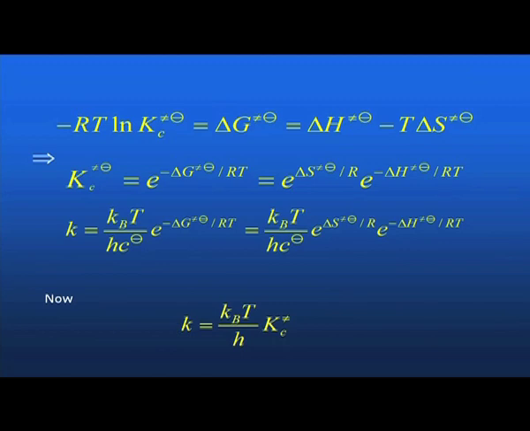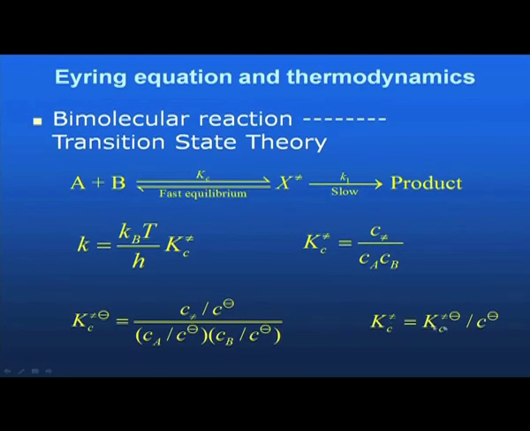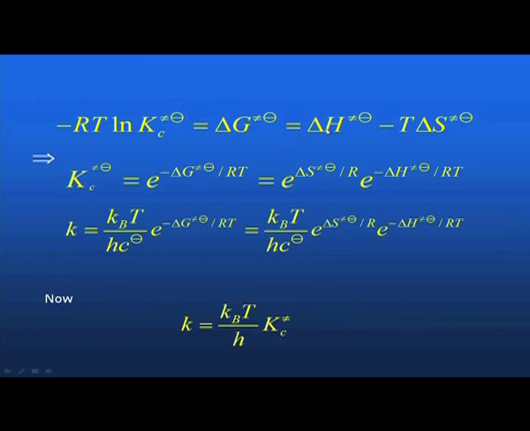So, you have this simple thermodynamic expression: delta G 0 bar double dagger is equal to minus RT ln Kc 0 bar, because we will be using this expression, which is equal to delta H minus T delta S with double dagger and 0 bar. This gives you Kc double dagger 0 bar is equal to e to the power minus delta G double dagger 0 bar divided by RT, which is equal to e to the power delta S double dagger 0 by R into e to the power minus delta H double dagger 0 by RT.